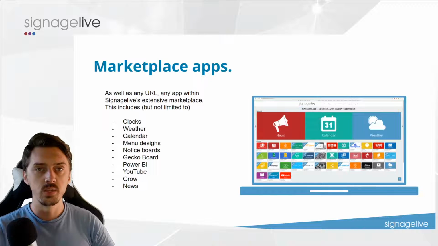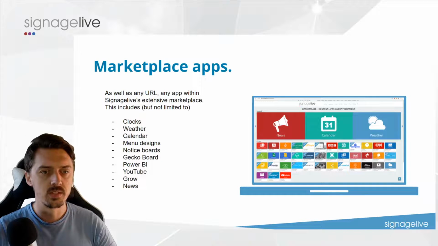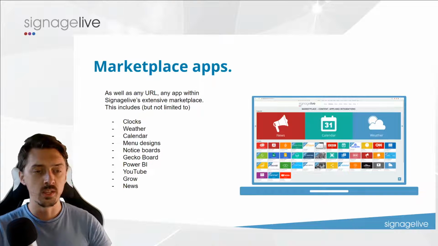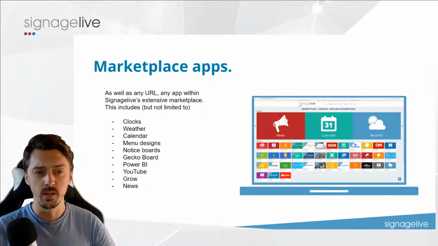Menu board designs that give you the ability to update the pricing or the itemized elements on the menu boards, and there are some more of these coming shortly as well. Same with notice boards, and we've mentioned the Gecko and the Power BI. YouTube apps, Grow, and News as well. A whole range of apps, and that is forever building.